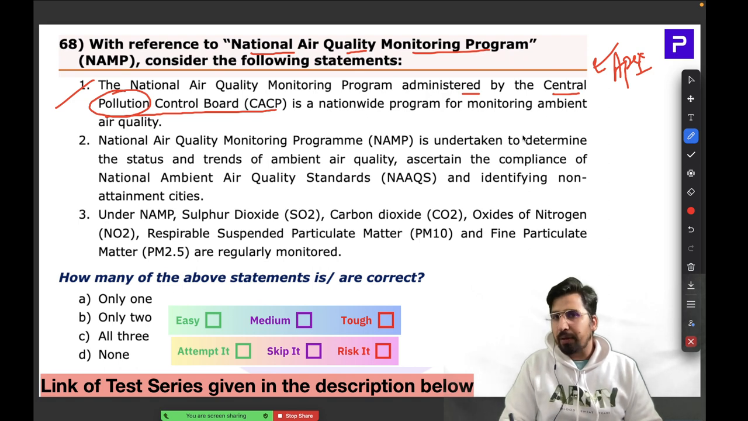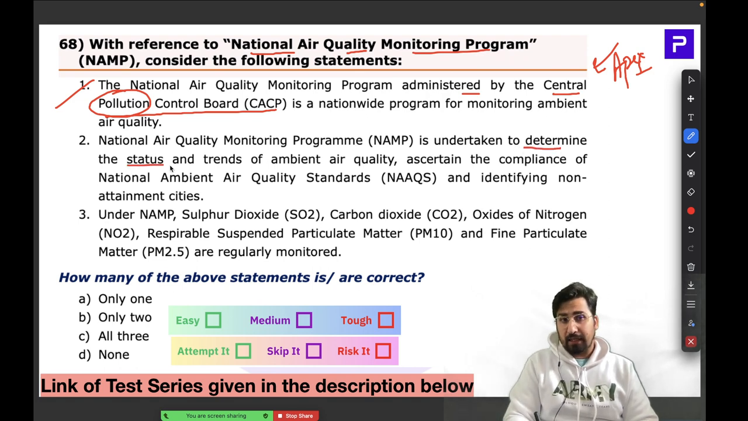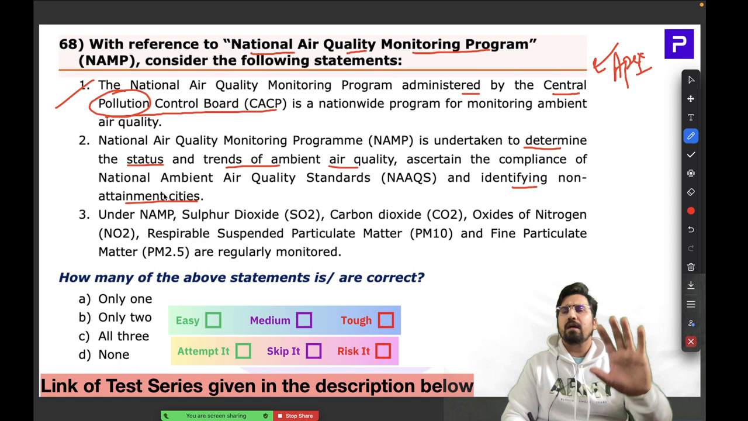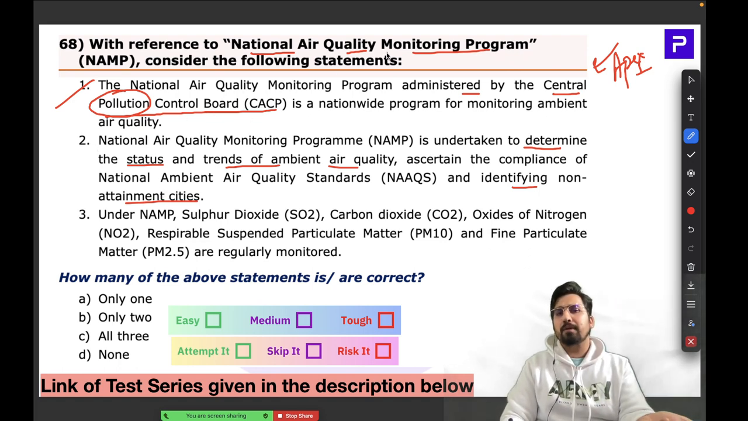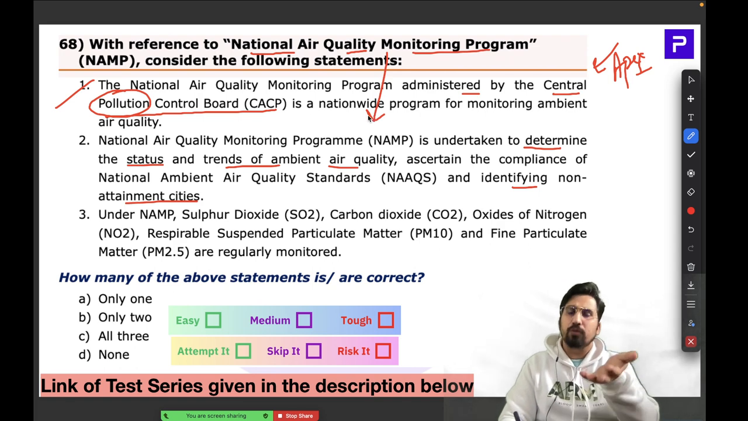Look at the second statement. National Air Quality Monitoring Program, undertaken to determine the status and trend of air quality, ascertaining the compliance of national air quality standards and identifying the non-attainment cities. This has to be right, because otherwise, what is the purpose of a monitoring program? A monitoring program will do this only, na?